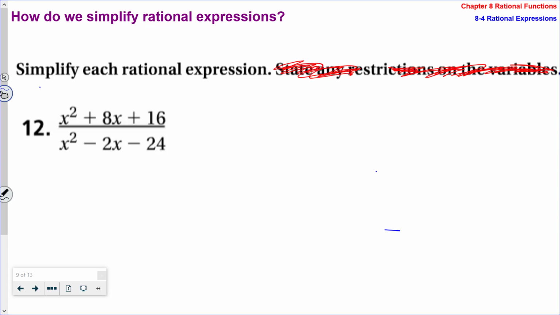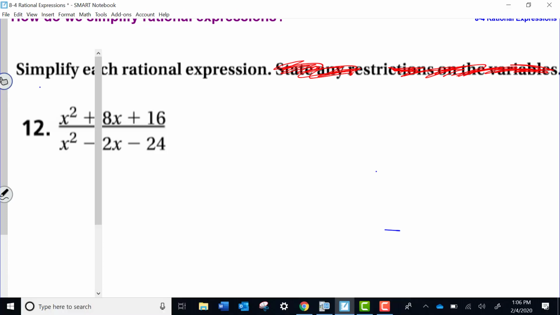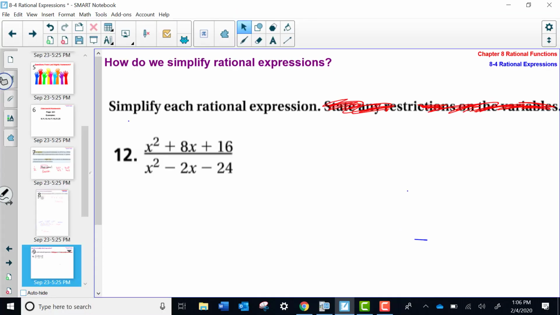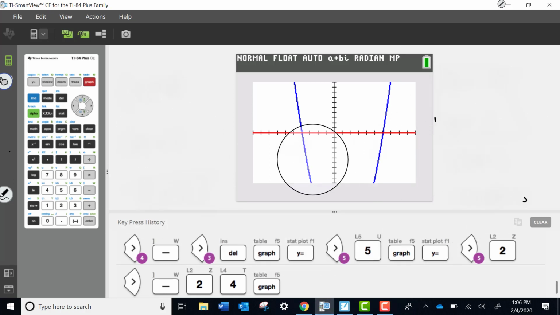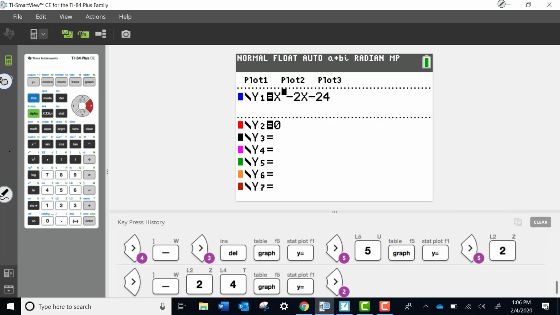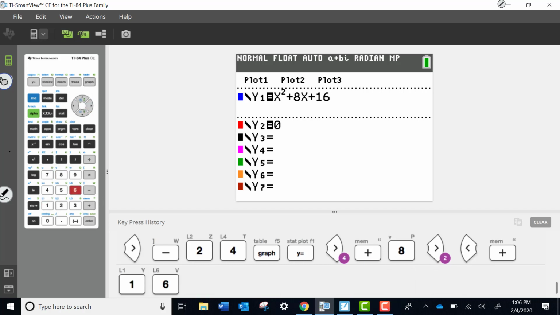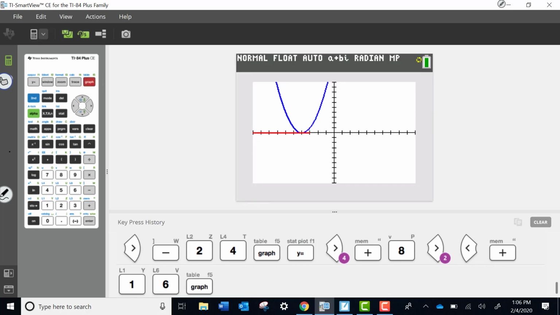So in our calculators, please put y subscript 1, x squared plus 8x plus 16. X squared plus 8x plus 16. X squared plus 8x plus 16. Graph it. And this crosses at negative 4.